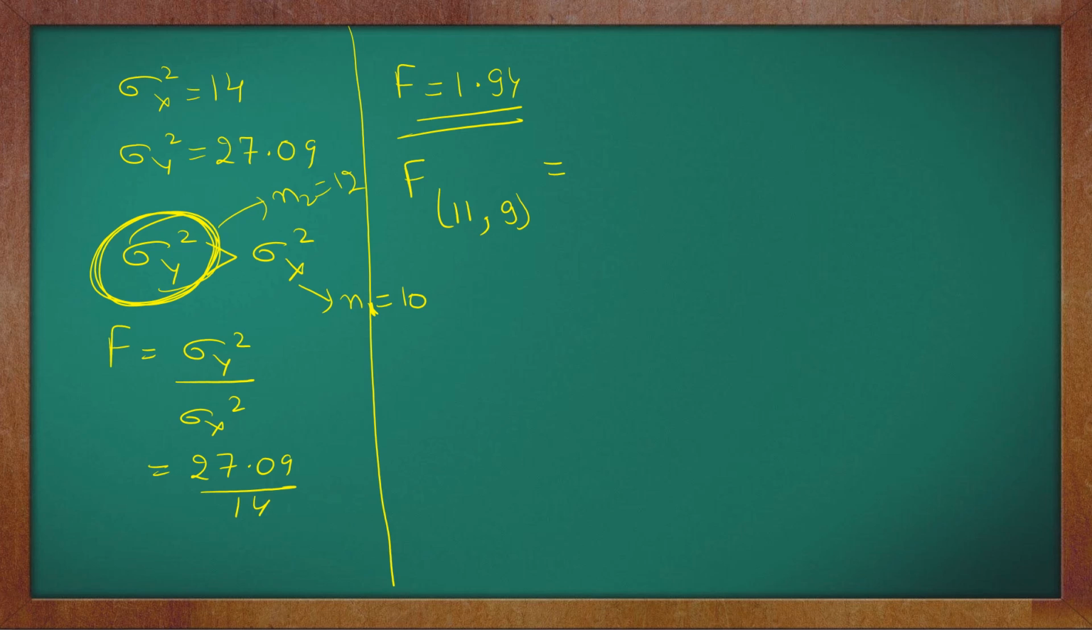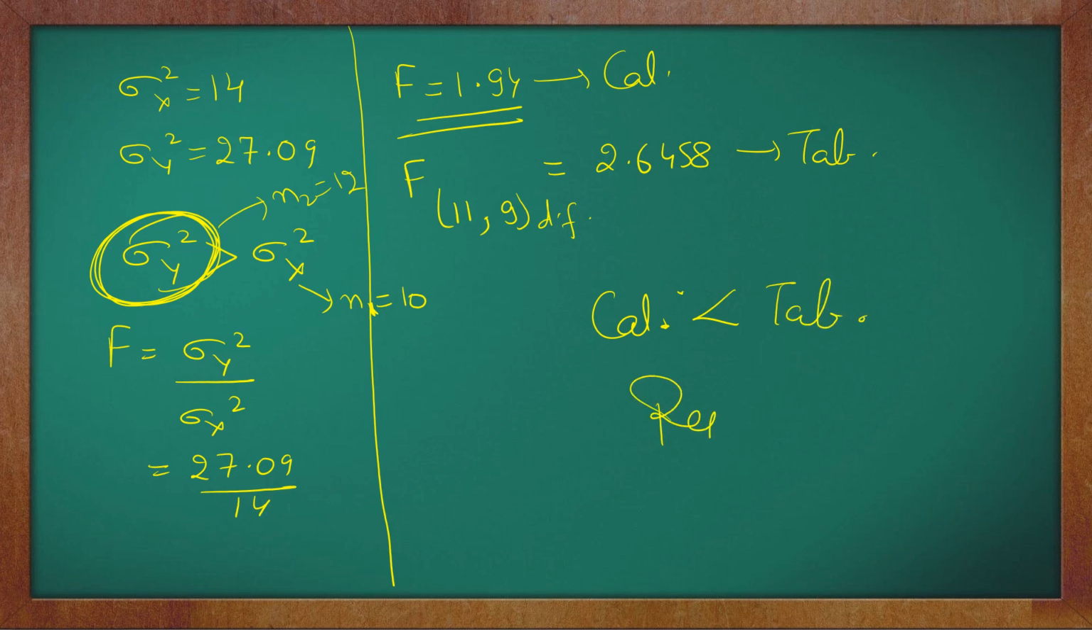So for this, the table value is 2.6458. This is the table value for this degree of freedom. So this is my calculated value and this is my tabulated value. You can see the calculated value is less than the tabulated value. My calculated value is less than tabulated, so I have to accept the null hypothesis.